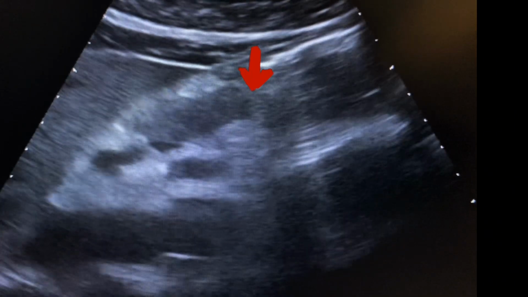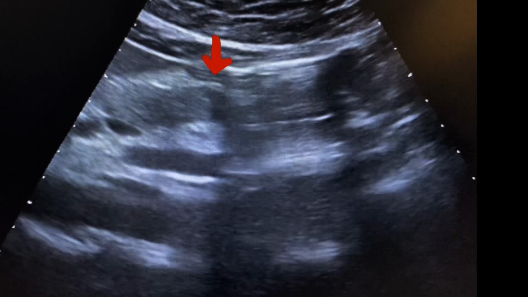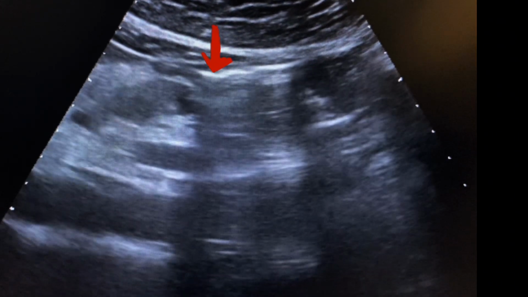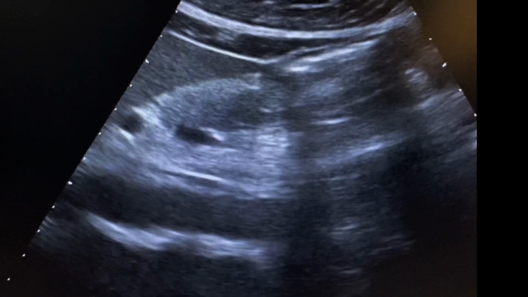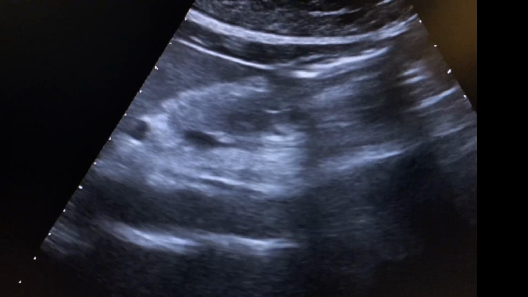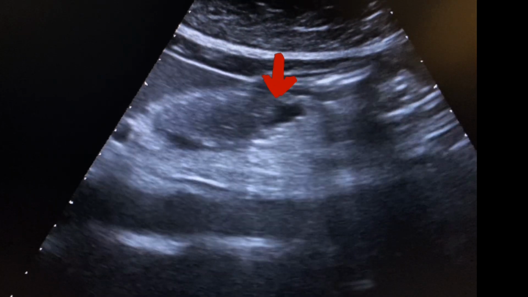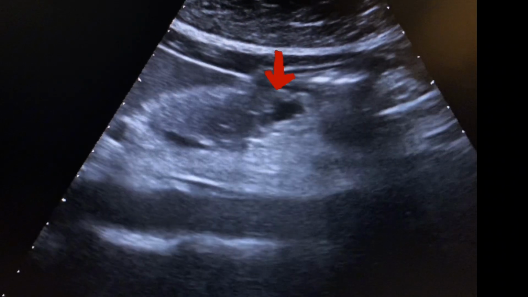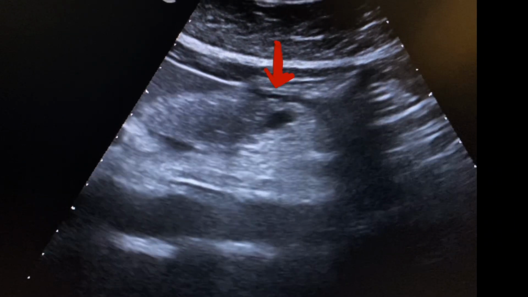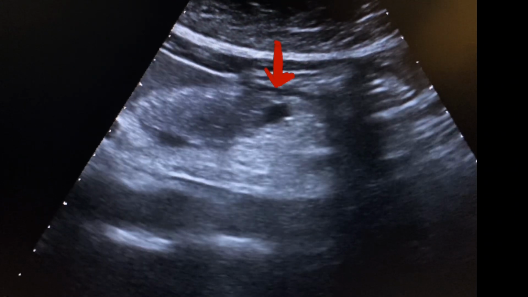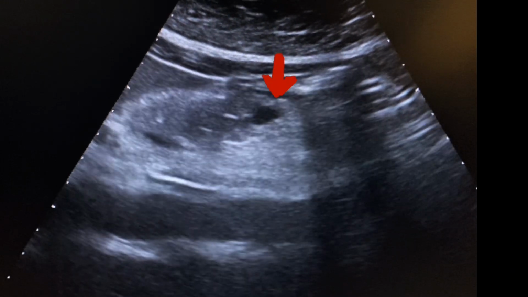Here we see the minimal collection in the tail of the pancreas, and there is gas shadows of duodenum. Now we see the fluid in the tail of pancreas when we rotate the probe from other side. Here we see an echogenic area in the tail, which also shows inflammation.